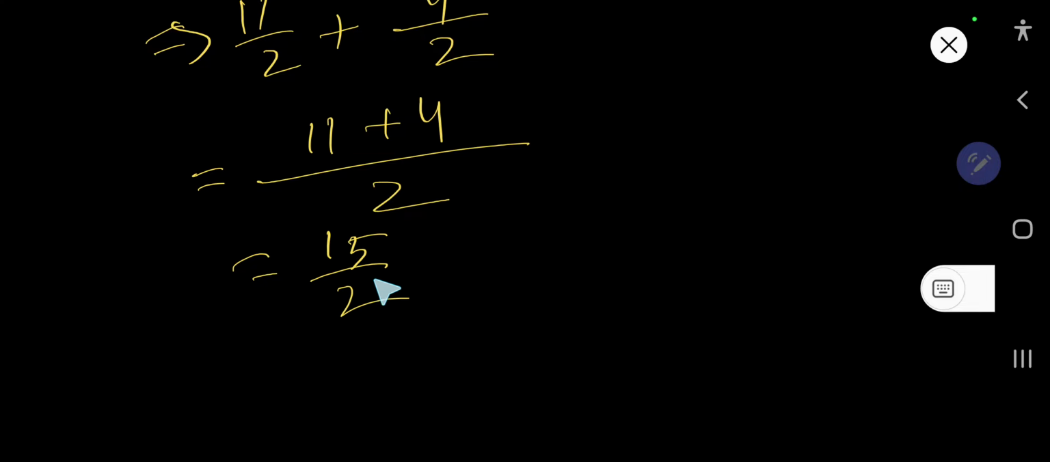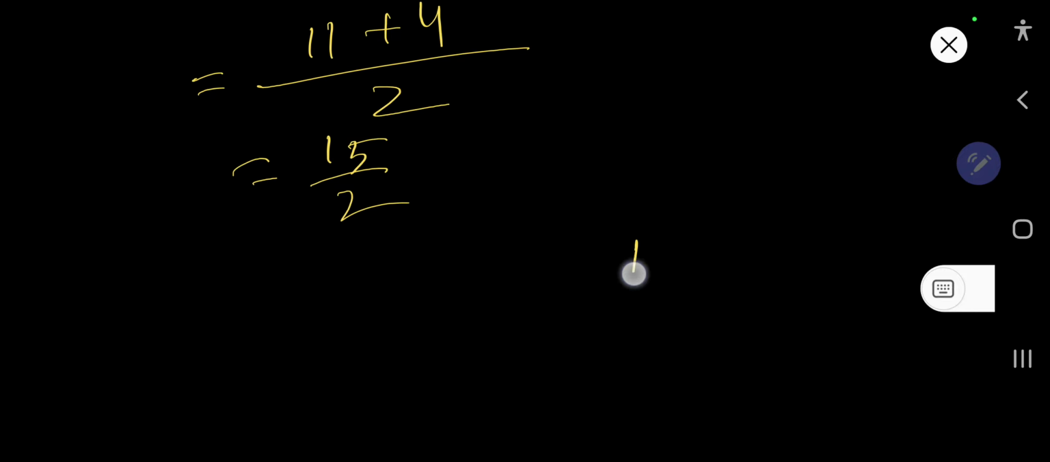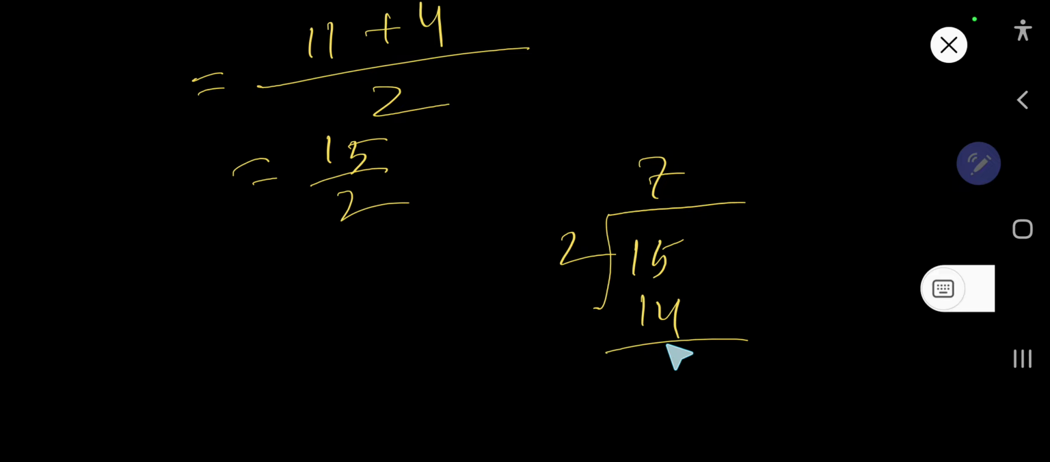Look, this is an improper fraction because the numerator is greater than the denominator. So we will express this improper fraction as a mixed number. So how to do that? You need to divide this numerator by 2. 2 goes into 14 7 times. So 7 times 2, that is 14. Your remainder is 1. So the quotient will be the whole number, the remainder will be the numerator, and the divisor will be the denominator. And this is the answer.